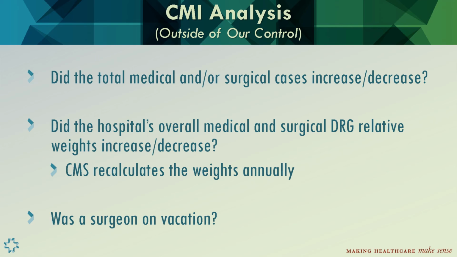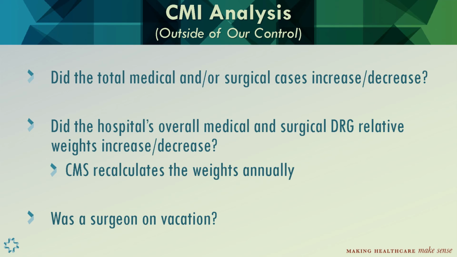Did the total medical and/or surgical cases increase or decrease? Maybe you recruited a new internal medicine or surgical group to your campus, or maybe you opened or closed a unit within your hospital. Those would be examples of what would be in your control. But maybe you had a physician practice bought out by another hospital system who recruited your physicians away from your hospital. Did the hospital's overall medical and surgical DRG relative weights increase or decrease?